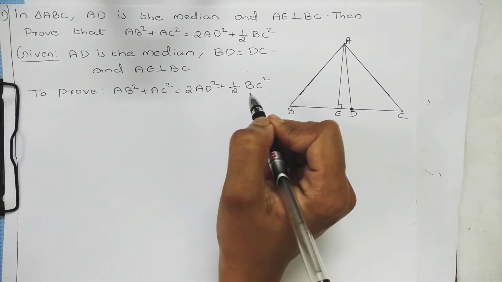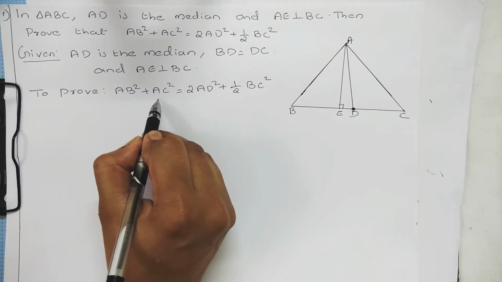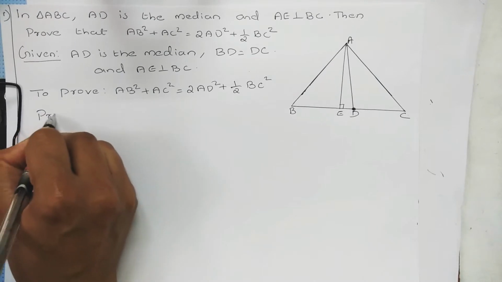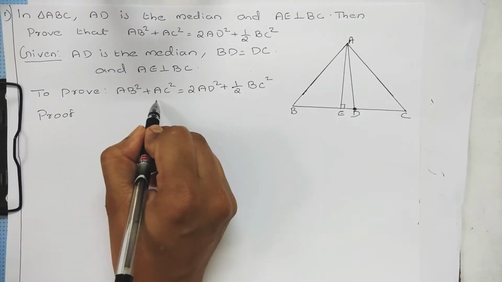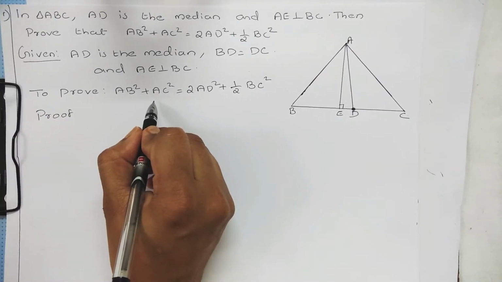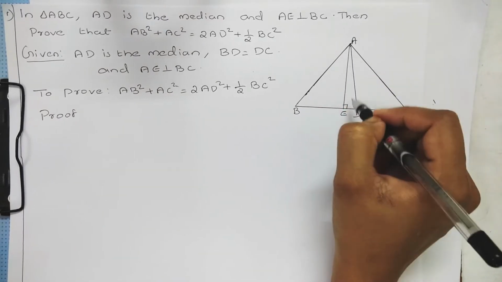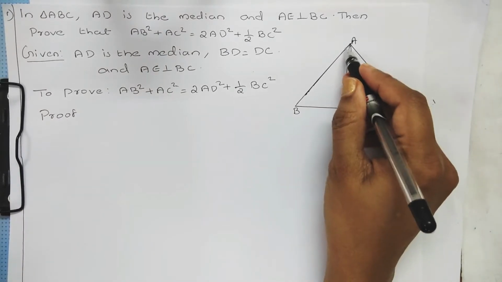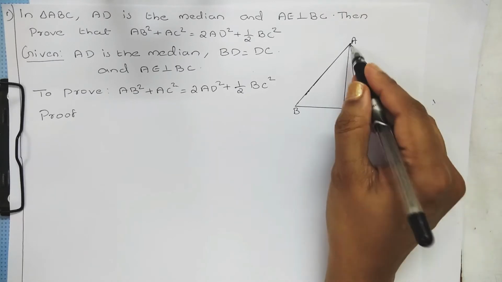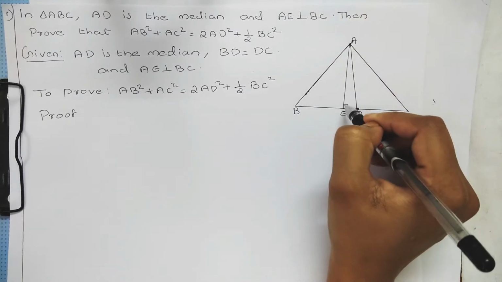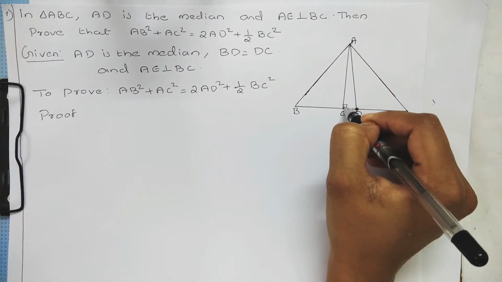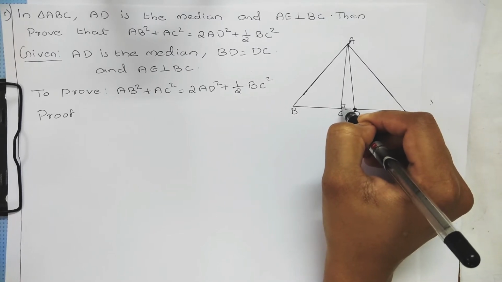Right? Now, AB square and AC square you have to get. Start with the proof here. For that I am considering AE is perpendicular to BC, right? AB square, which triangle will we get? Triangle ABE, angle E is 90 degrees. Here we are going to use the Pythagoras theorem.